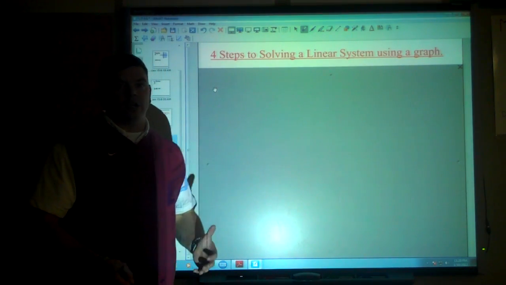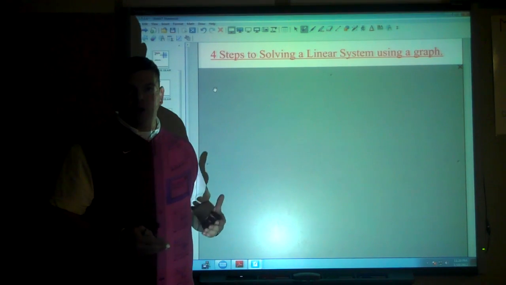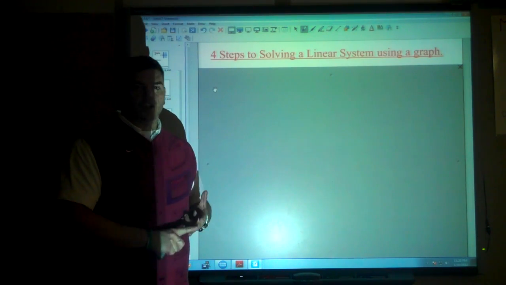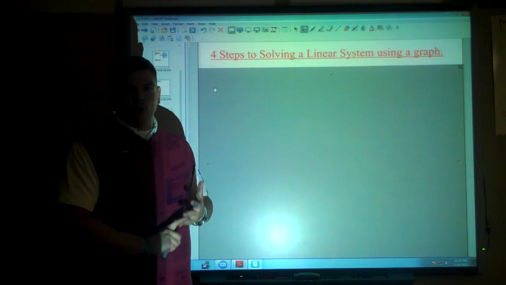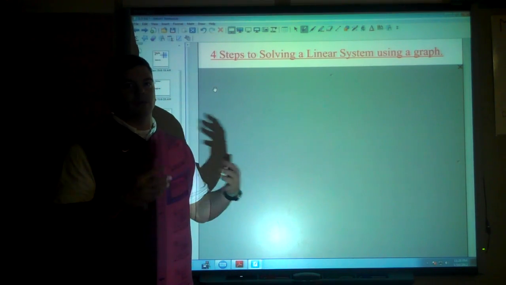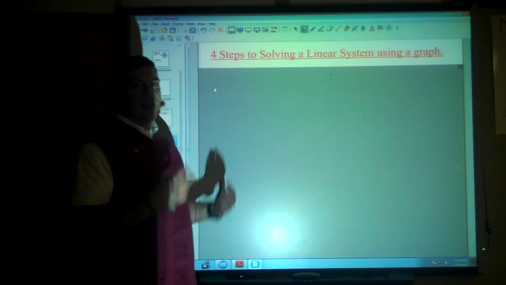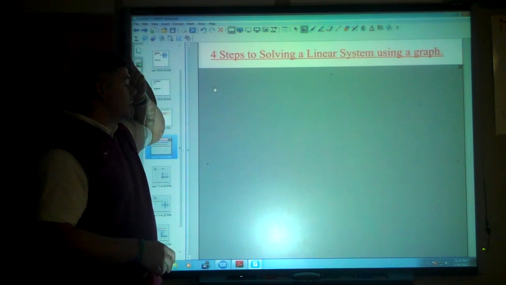We are pretty good at graphing equations at this point. We have a number of ways we can do it. Input-output tables, slope-intercept form, standard form, x and y intercepts. We have a lot of different ways we can graph, and we can use any of those methods to do this. So here are the 4 steps.